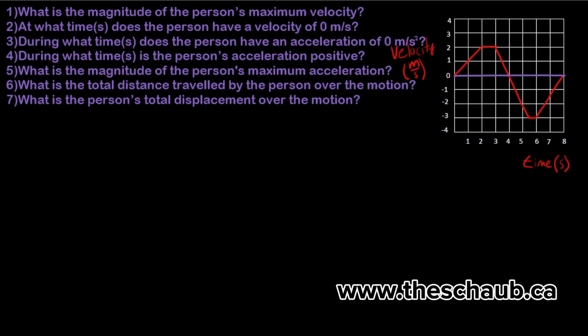Question 4, during what time or times is the person's acceleration positive? Question 5, what is the magnitude of the person's maximum acceleration? Question 6, what is the total distance traveled by the person over the motion? And finally, question 7, what is the person's total displacement over the motion?